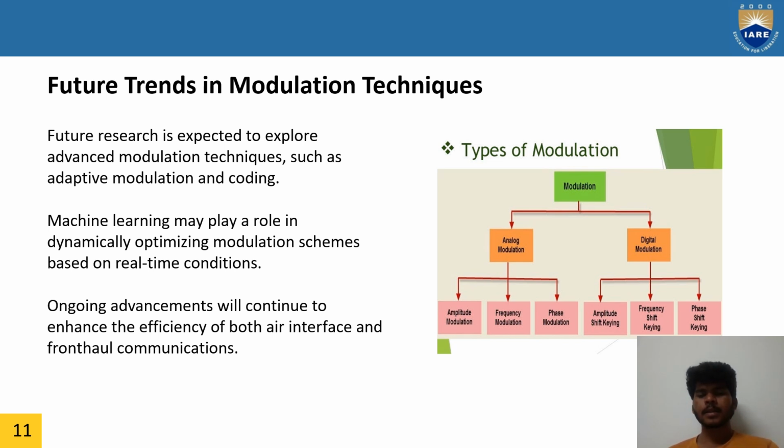We can see in this picture types of modulation. There are two types of modulation, analog modulation and digital modulation. In analog modulation, there are three types: amplitude modulation, frequency modulation, and phase modulation. In digital modulation: amplitude shift keying, frequency shift keying, and phase shift keying. These are the types of modulation.